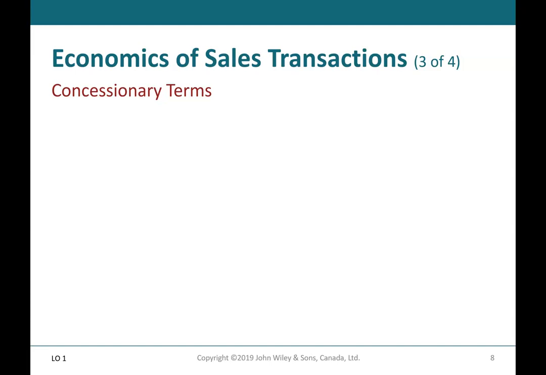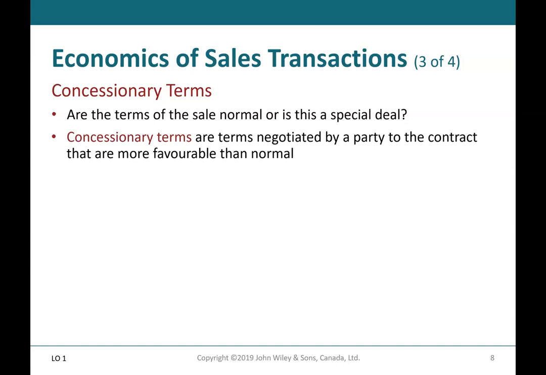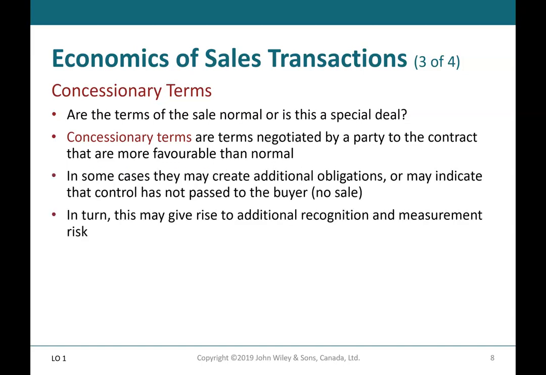Economics of Sales Transactions, 3 of 4. Concessionary terms. Are the terms of the sale normal, or is this a special deal? Concessionary terms are terms negotiated by a party to the contract that are more favorable than normal. In some cases, they may create additional obligations or may indicate that control has not passed to the buyer, no sale.